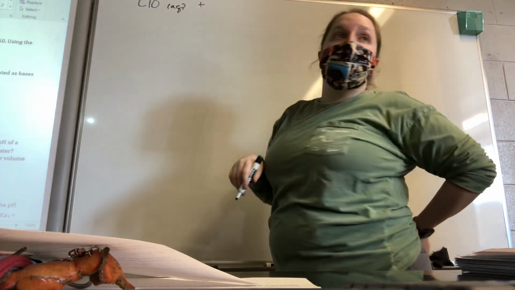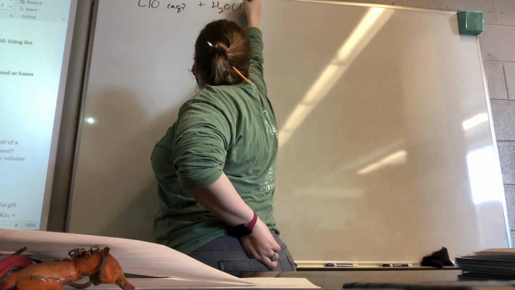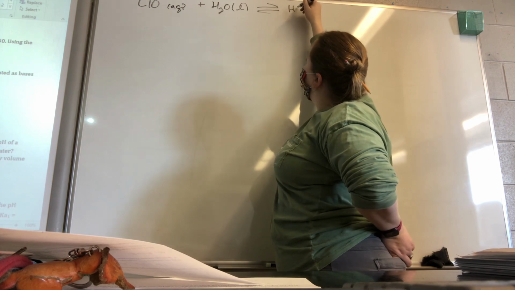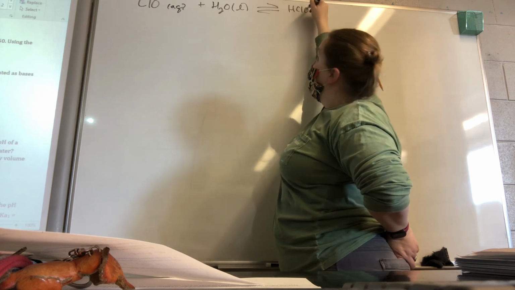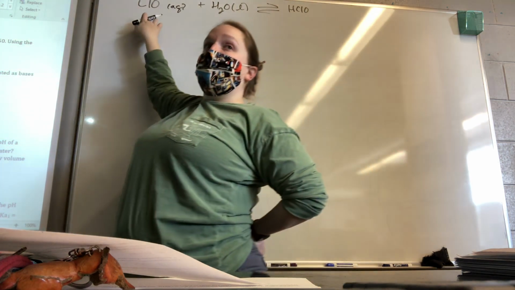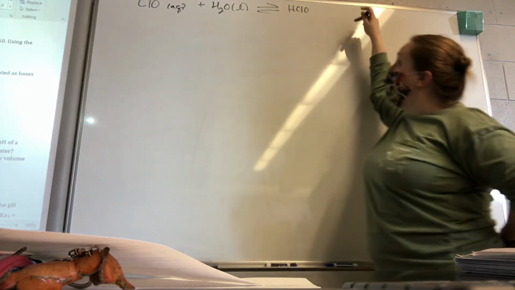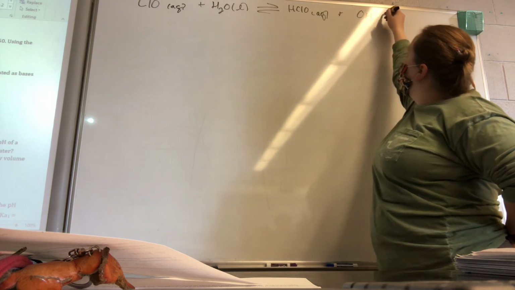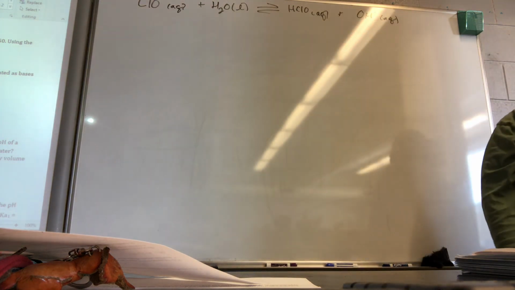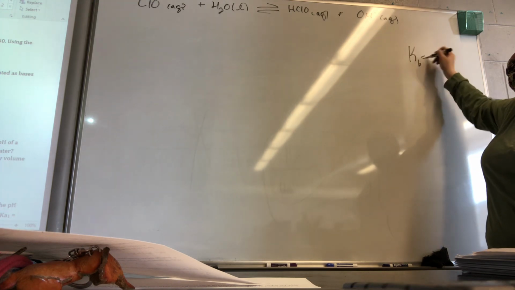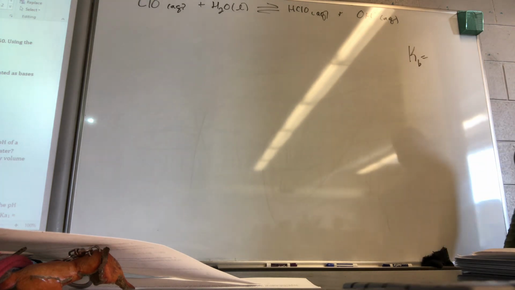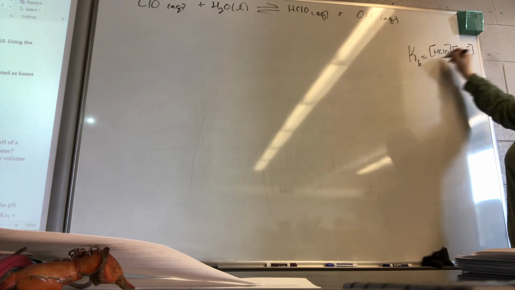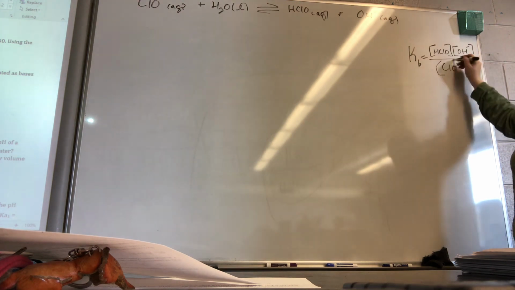What do we do? Let's add water. Just add water. What are we gonna form? HClO. Since we're adding a proton to it, doesn't it become neutral? Oh, yeah. Becomes neutral. And what's left over? OH minus. All right, what's the equilibrium expression gonna look like? HClO times OH minus, all over ClO minus.